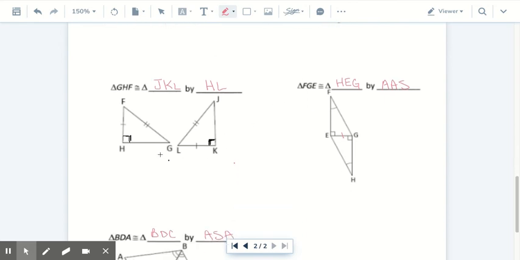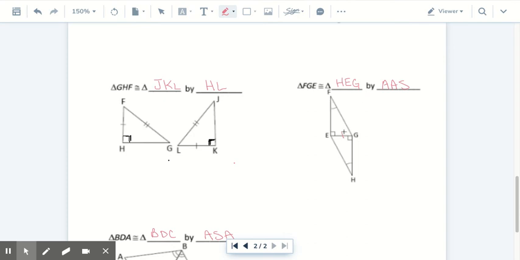This next one, we do have right triangles. There was some information missing from my picture. I fixed it on yours, but I had to fix it on mine. So let's see. We have the hypotenuse and we have a leg on each of these two right triangles. So it is by hypotenuse leg, HL. And for the first triangle, they named it GHF. So its congruent triangle, we would have to go across the unlabeled side, JKL, in order to name the triangles.